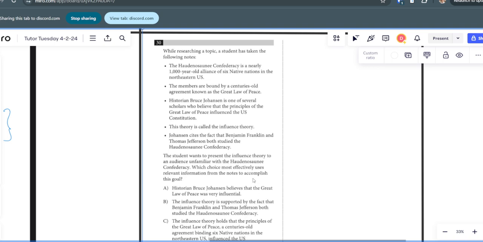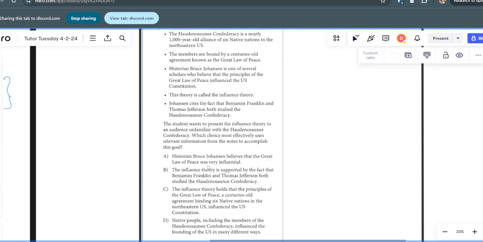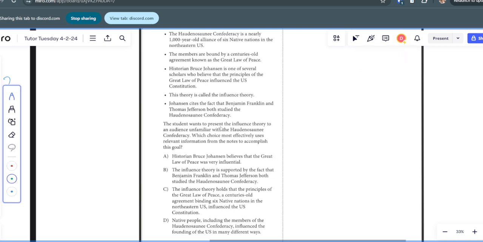This one, I don't know, let's see. A: Historian Bruce Johansen believes that the Great Law of Peace was very influential. That doesn't seem like it would work well if the audience was unfamiliar with this topic. It seems like that expects some level of familiarity. B says the influence theory is supported by the fact that Benjamin Franklin and Thomas Jefferson both studied the Haudenosaunee Confederacy. Maybe it mentions that, but I don't think it would be a good introduction for someone unfamiliar with this topic. C: The influence theory holds that the principles of the Great Law of Peace, a centuries-old agreement binding six native nations in the northeastern U.S., influenced the U.S. Constitution. That one includes some more details. And then D says native people, including the members of the Haudenosaunee Confederacy, influenced the founding of the U.S. in many different ways.